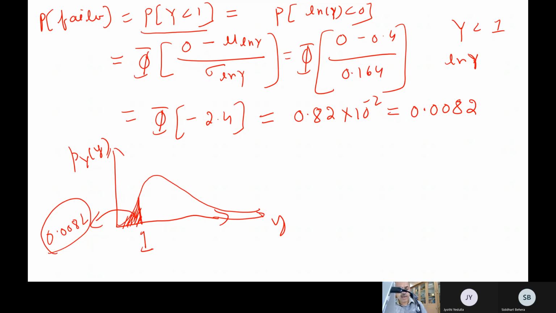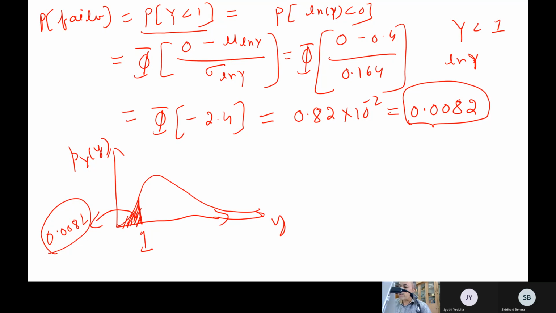And now what is your comment? Whether this beam will fail or it will not fail. Here also the failure chance is very low. Very low. So 0.0082 means the beam is almost perfectly safe.